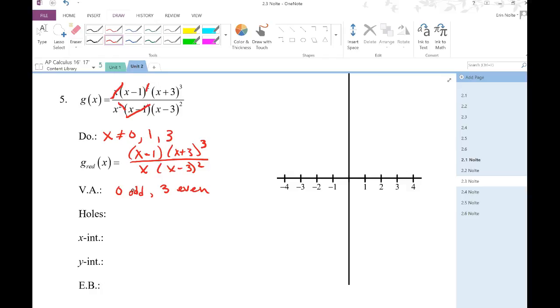All right, so holes. Now holes come from anything that I canceled out. And technically, how many things did I cancel? X is 1. So 1. There's 2 things, right? So I canceled a 0. Okay, so what did you just notice? Okay, so is it a hole or is it a vertical asymptote? Oh. How can you have a hole in a vertical asymptote?